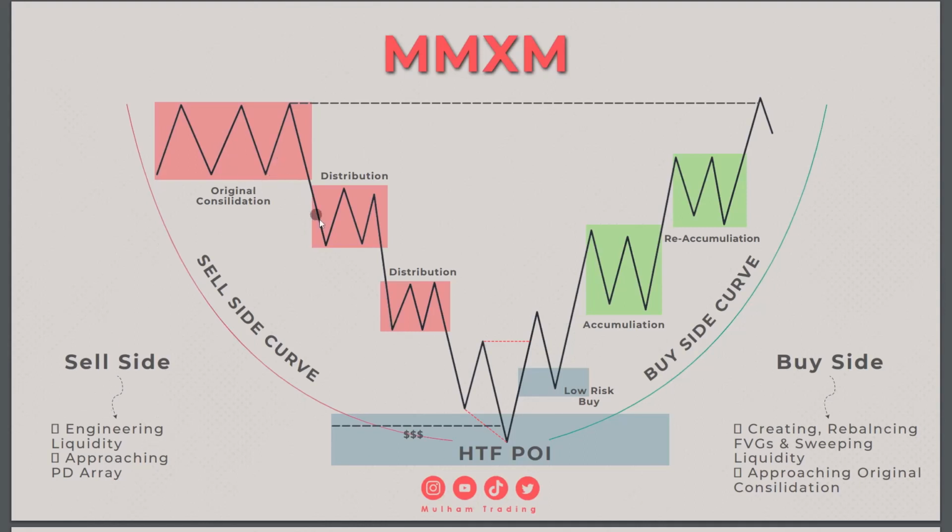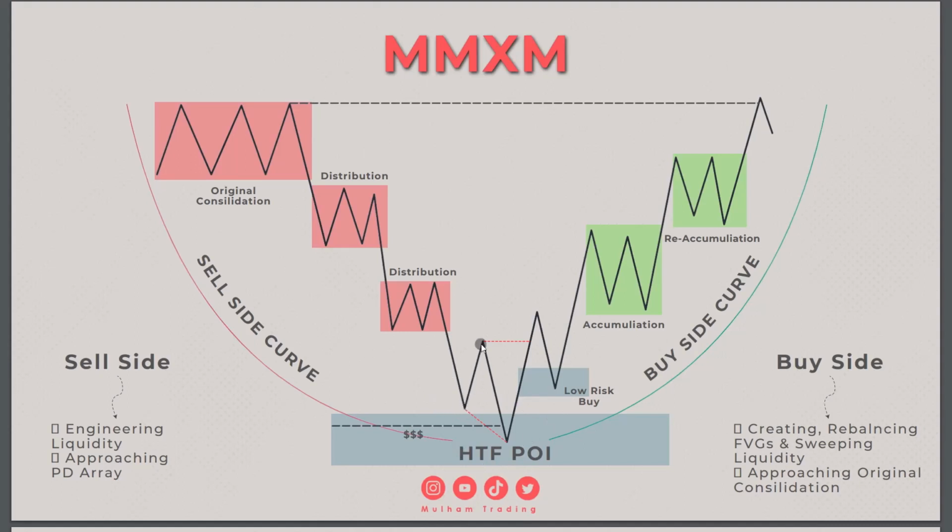Another one, it's simply approaching a point of interest, so a PD array on the higher time frame and a liquidity level. After that, we look for the smart money reversal, and we're going to be going deeply into the original consolidation, what the different types of original consolidation are, and also how to identify it and some confluences in order to look for the best smart money reversal in order to spot it accurately.